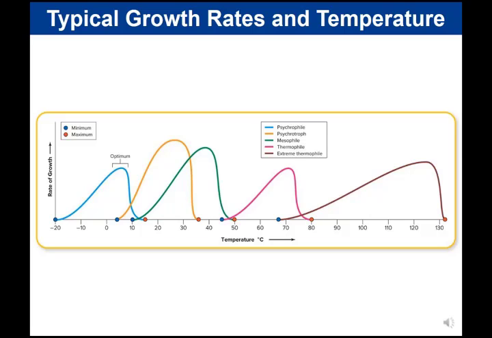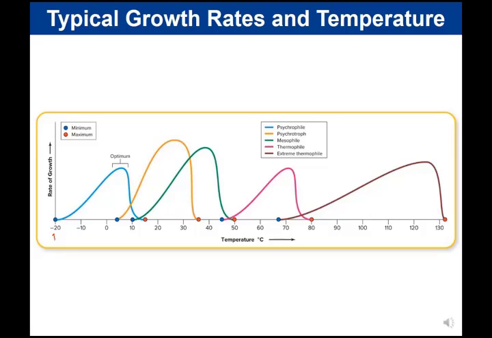A typical psychrophile, the minimum temperature that it can grow is going to be here, so it's the blue, so -20. The maximum temperature that it can grow is about 15. And the optimal is typically between 0 and 10, so typically at refrigeration temperature, so about 4 degrees.